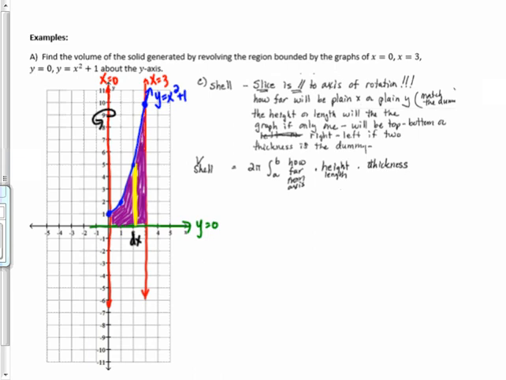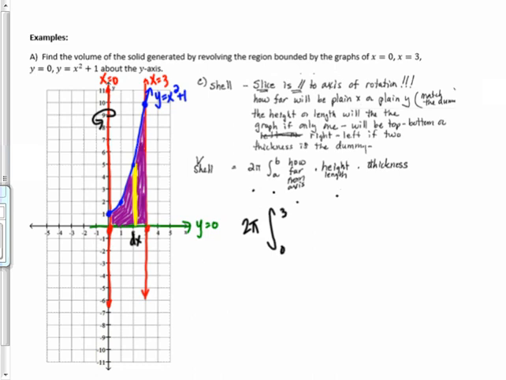All right, so let's look at our formula. I've got it right here. It's 2 pi integral a to b, how far, the height, and the thickness. We drew our slice, so let's fill in our formula. Since I'm a dx, I'm going to get a and b off the x-axis. You can see those red points, I'm going from 0 to 3 on this one.